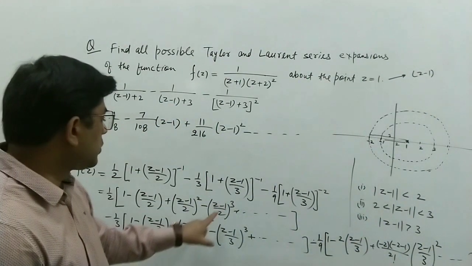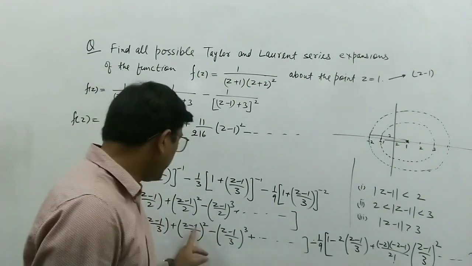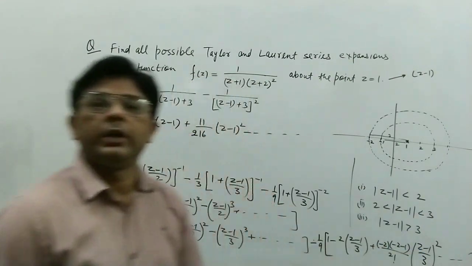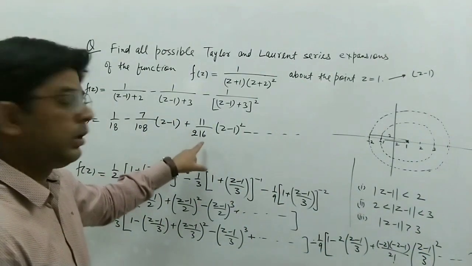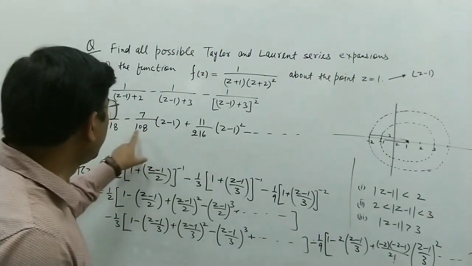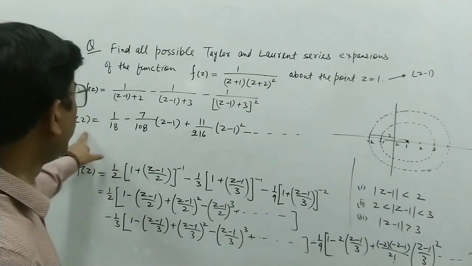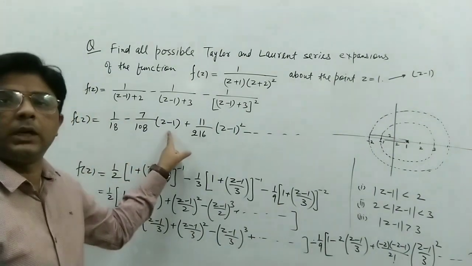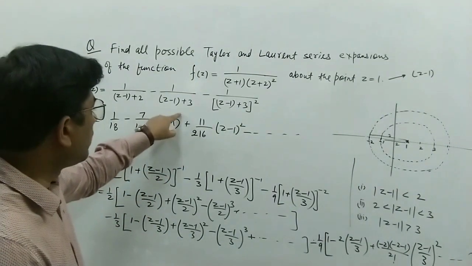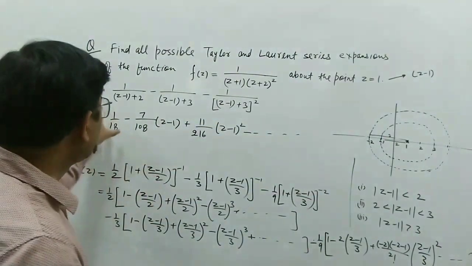Similarly, we have z minus 1 square, z minus 1 square, z minus 1 square. So we collect all powers and we collect all the terms. After adding and subtracting, we can get this. So this is the final series fz. So we can see that here all the powers of z minus 1 are positive. Here we have power 1, 2, 3 and so on, and this is constant term.